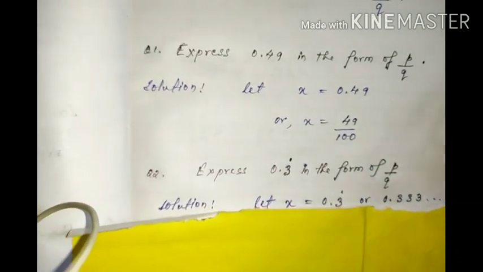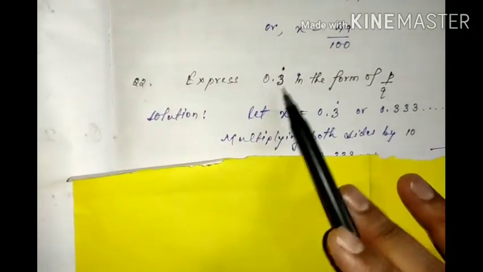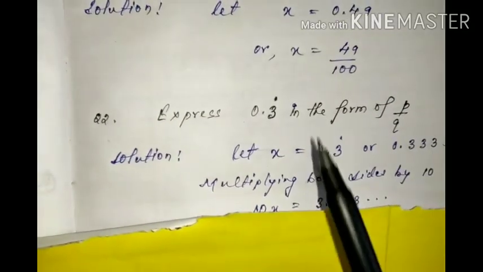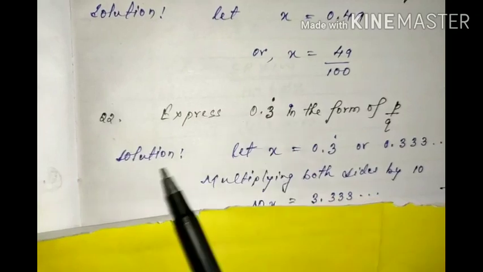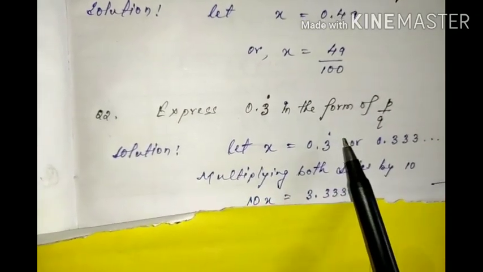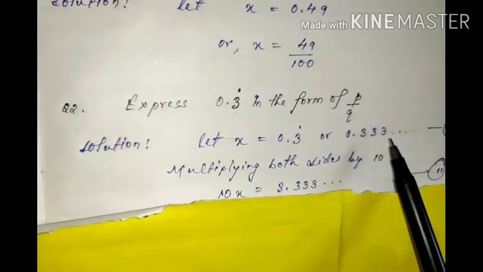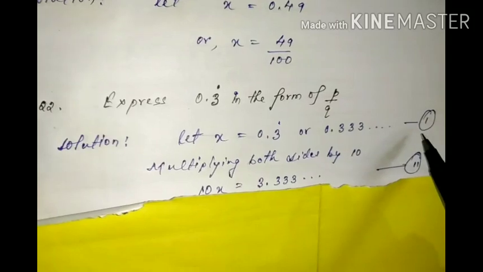Let us take another example. Express 0.3 recurring in the form of p by q. Now here 3 is repeated an infinite number of times. So let us see the solution. Let x equal 0.3 recurring, or you can write it as 0.3333, and it goes on. We'll consider this as equation 1.